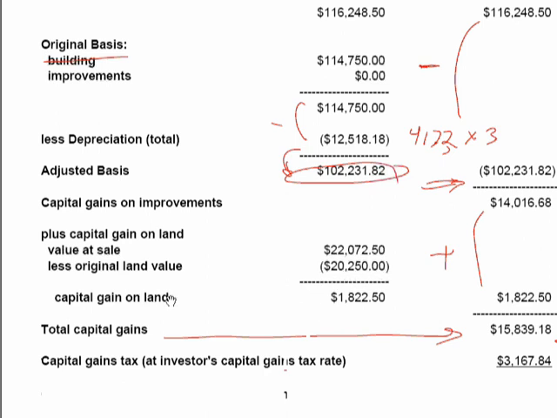So the capital gain on the land is much easier because we don't have depreciation. Land does not depreciate, right? But the capital gain on the land is simply $1,822.50. So bring that over here and then add the two capital gains together, and our total capital gain is $15,839. And that's what we have to pay capital gains tax on.